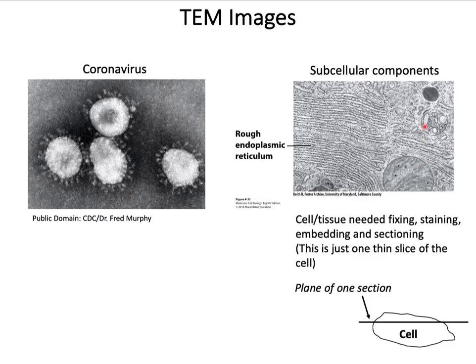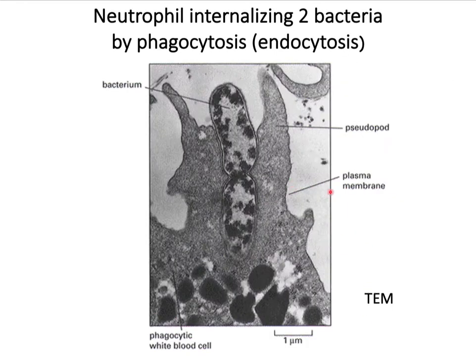On the right is the rough endoplasmic reticulum of a cell and some other organelles. And you can see the membrane of the ER is very darkly stained, while the lumen of the ER is less electron dense, thus appearing lighter in contrast. Here is also an amazing electron micrograph showing a neutrophil engulfing two bacteria by phagocytosis. This happens in our body every day, all the time.